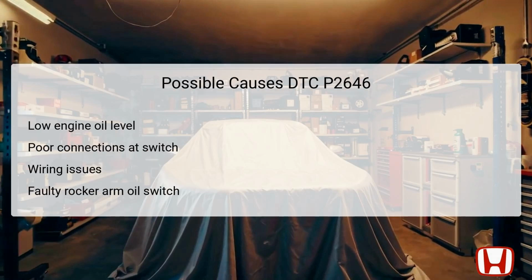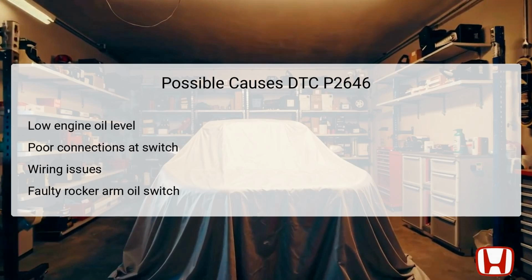There are several probable causes for DTC P2646, which include inadequate engine oil levels, poor connections at the rocker arm oil pressure switch A, or general wiring issues within the VTMB1 circuit. Low oil levels can lead to insufficient pressure in the VVT system, consequently triggering the error. Additionally, if there are poor or corroded connections at the rocker arm oil pressure switch A, it can result in false readings being sent to the PCM.